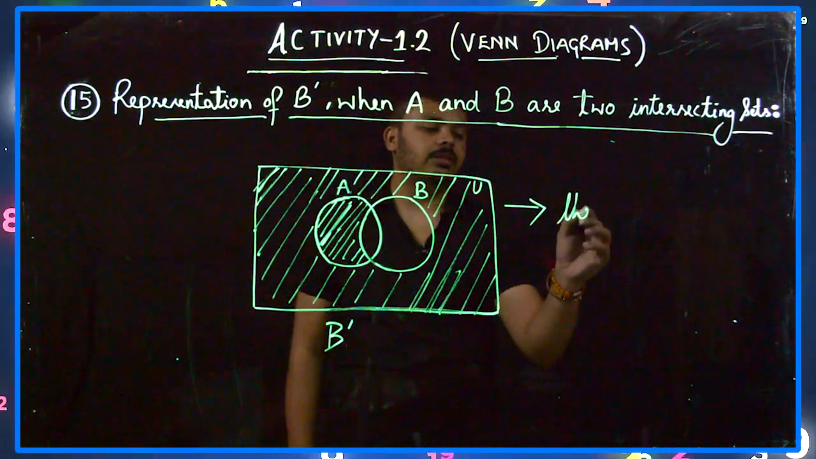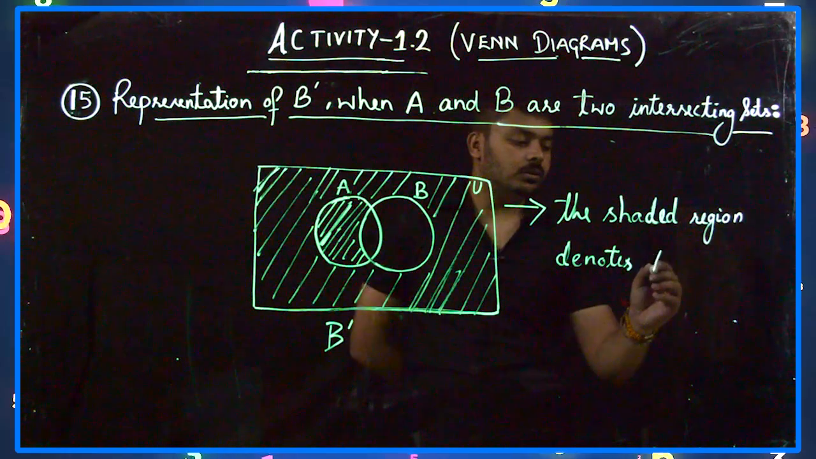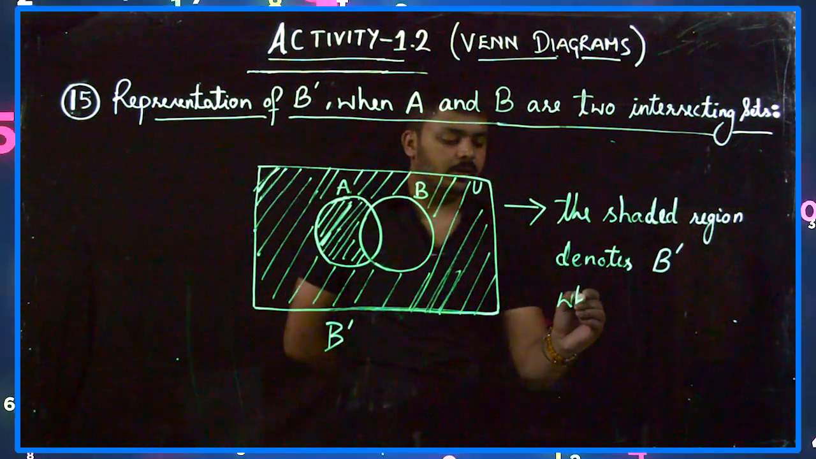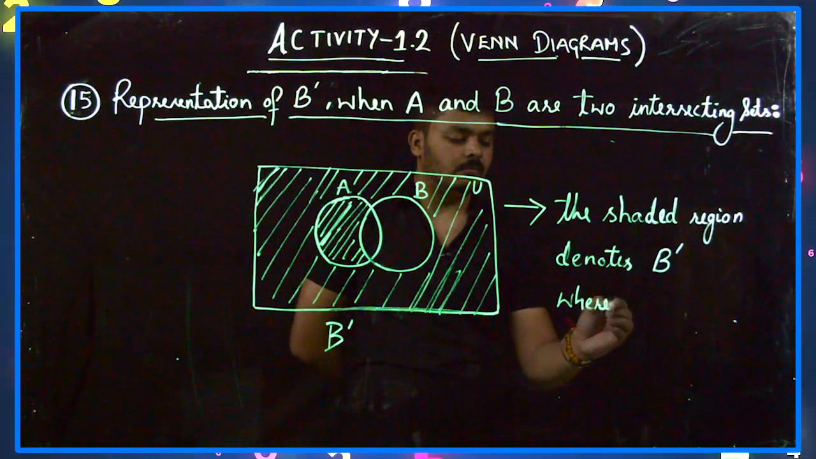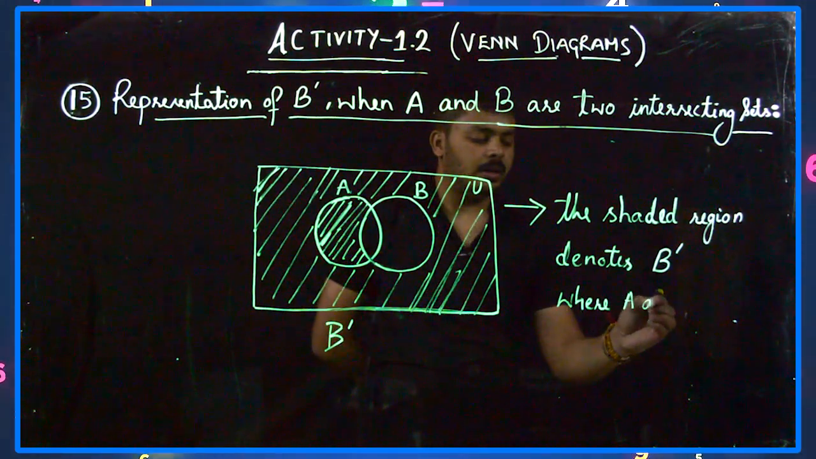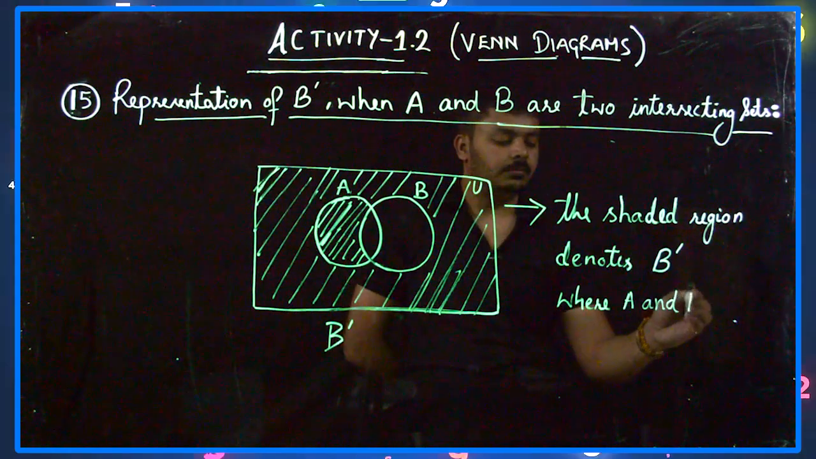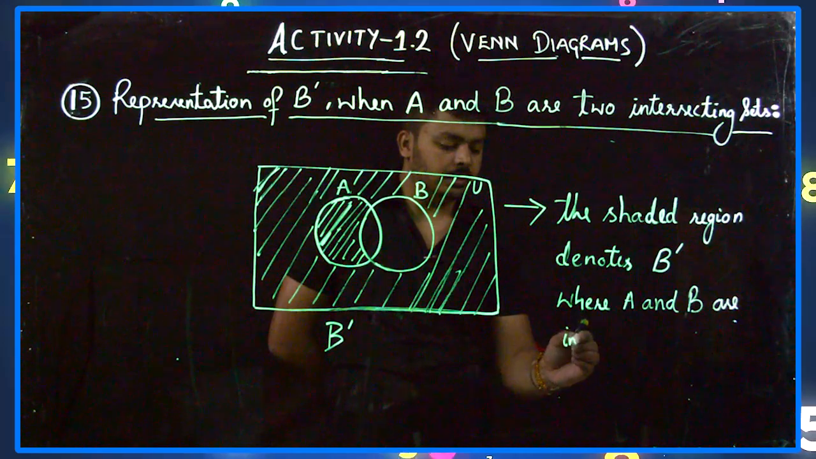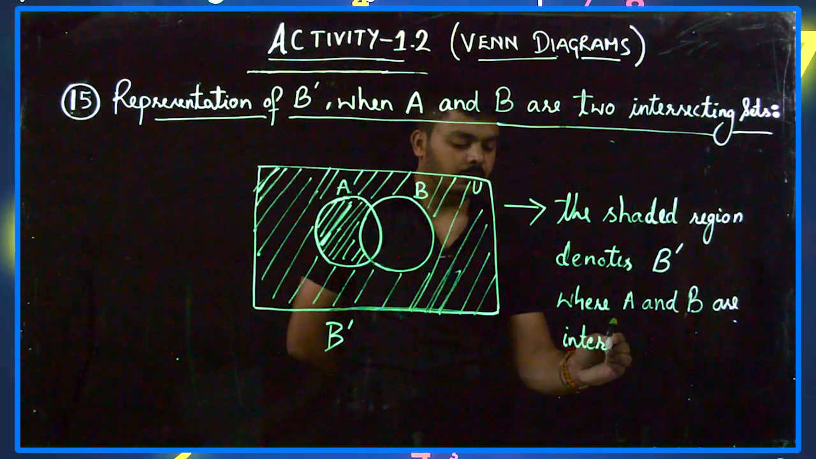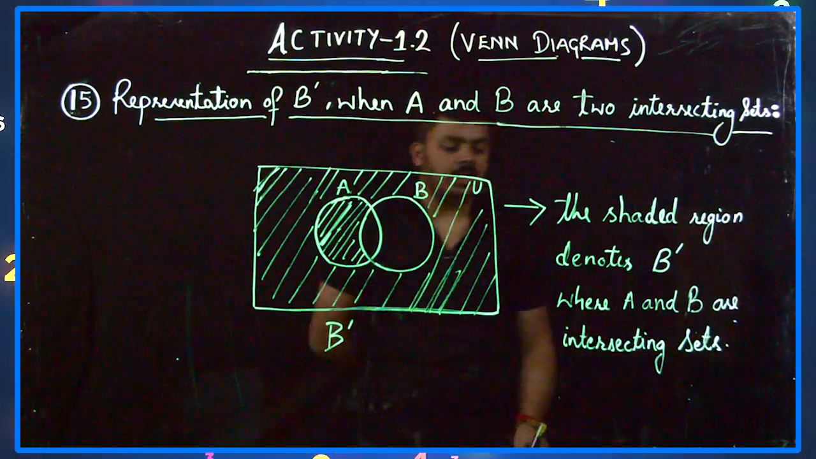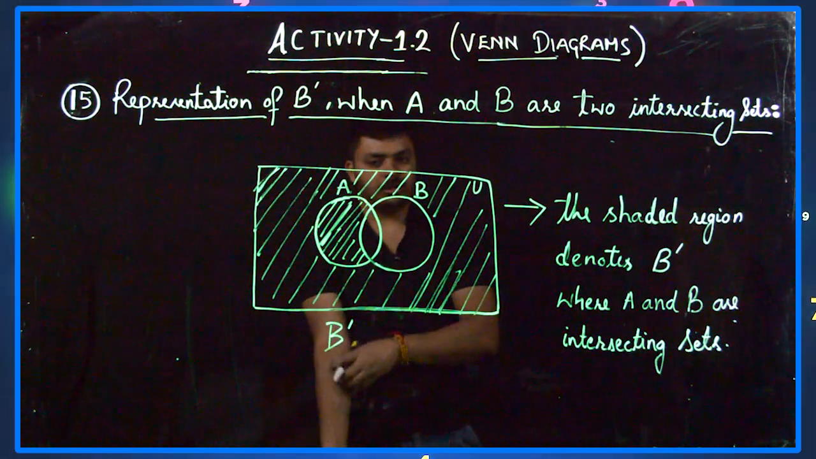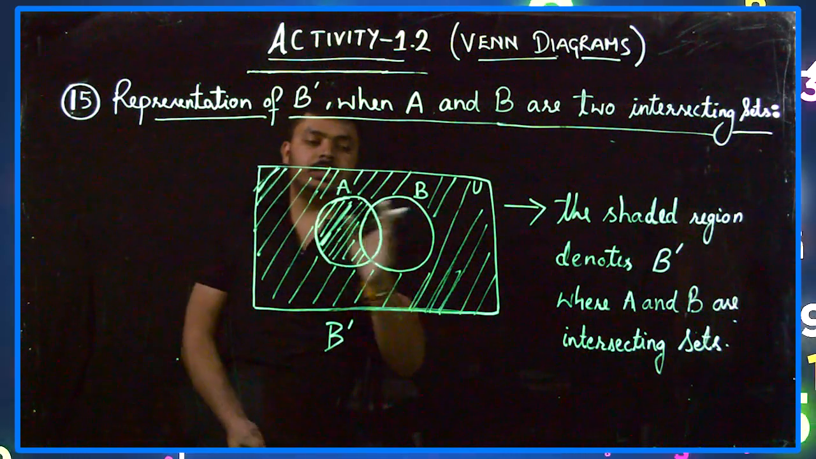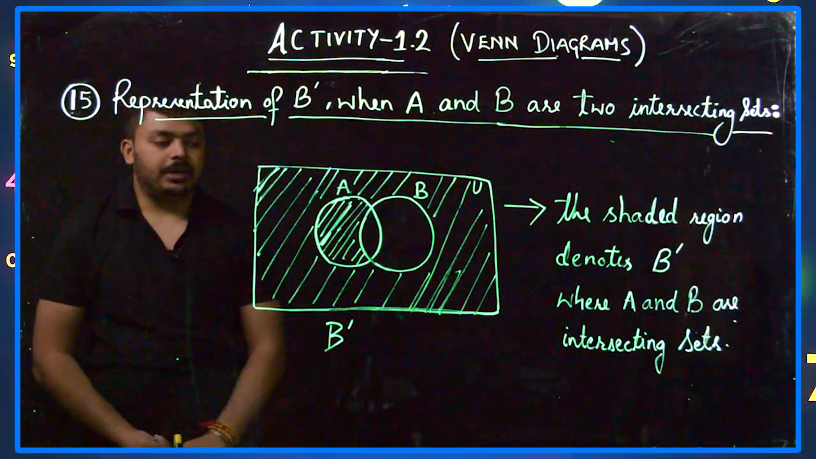The shaded region denotes B complement where A and B are intersecting sets. That is, A intersection B is not an empty set. Then the shaded region here represents B complement.